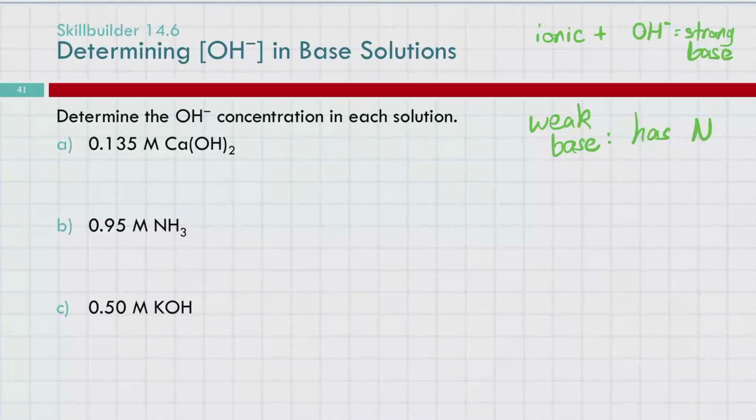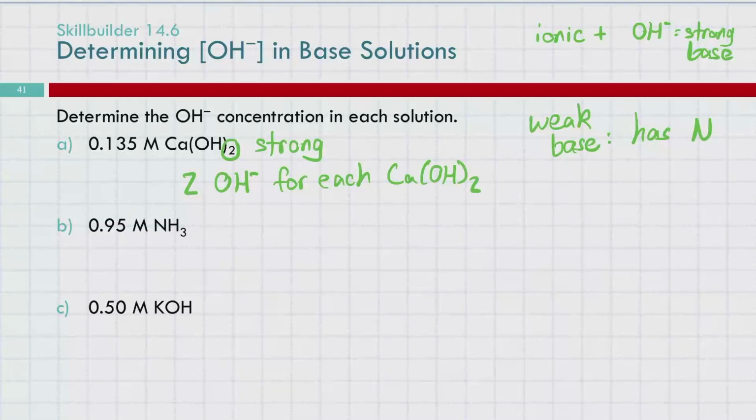So we're looking at a couple of solutions here. We want to determine first if they're a strong base or a weak base. So looking at CaOH2, is this a strong or weak base? It's a strong base. We know that it's a strong base because it's got hydroxide. We say, oh, that's a strong base. And how many hydroxides are there? 2 hydroxides for each CaOH2.